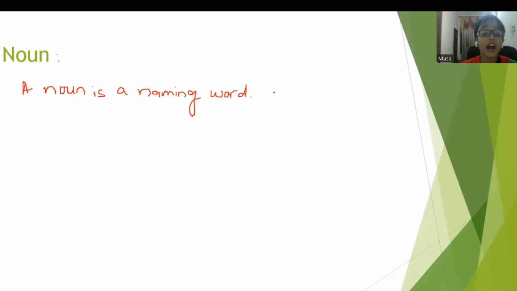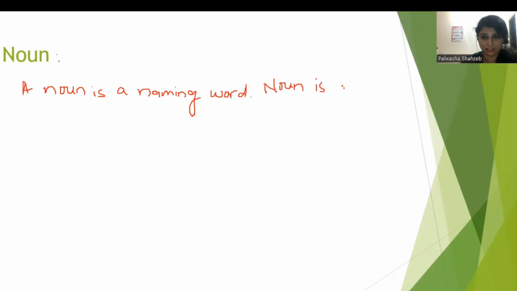Let's move on to the very first part of speech, and that is a noun. So who is going to tell me about a noun? What is a noun? Miss, noun is a name of anything. A noun is basically a naming word. Whenever we give a name to anything, it is known as a noun. Noun is a name of a person, place, thing, or idea.